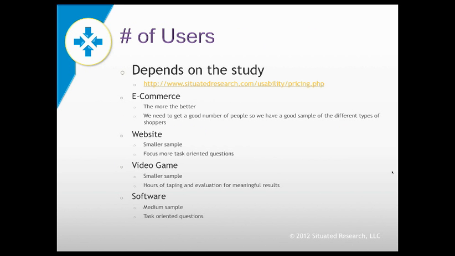Again, the starting prices, if you have a budget, we can work around. So just contact us. But just as an example, if you're e-commerce, you want more users, the better, because you want a good sample of different types of shoppers. So that would make sense. If we're doing a website, we want a smaller sample because we're going to focus more on task-oriented questions. If it's video games, we also want a smaller sample because the rich data that we're going to get from videotaping that whole time you gameplayed is going to be in-depth data for us to give back to the client to improve that video game. So the smaller sample, the better.